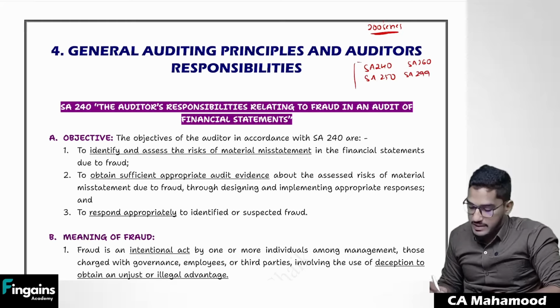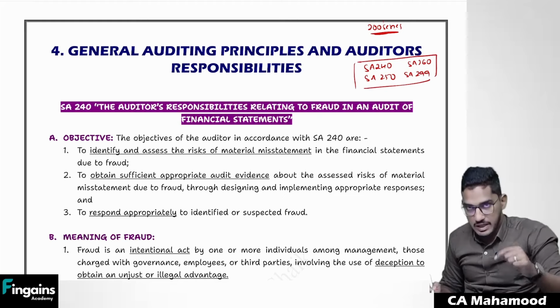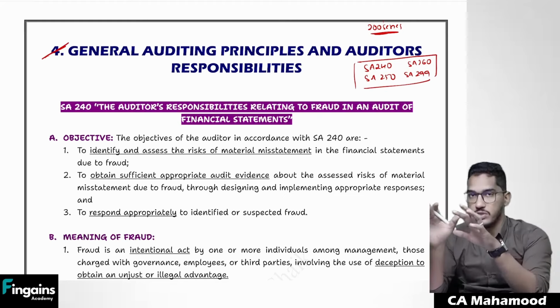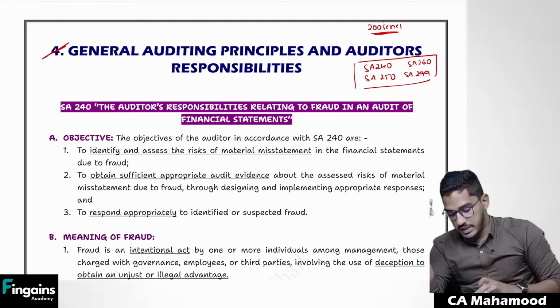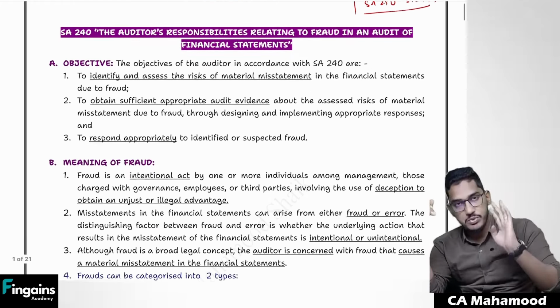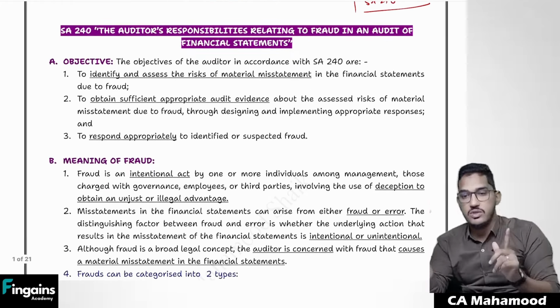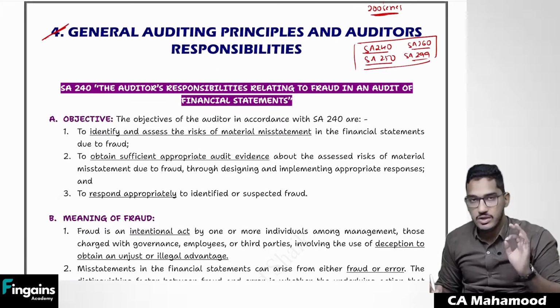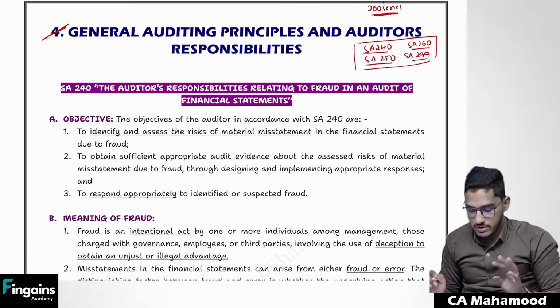And the content of these standards you will be able to find in our material in the chapter General Auditing Principles and Auditors Responsibilities. So when you open this particular chapter from our material, you will be able to find all these four standards under 200 series, which are 240, 250, 260 and 299. All the four standards we are going to discuss.